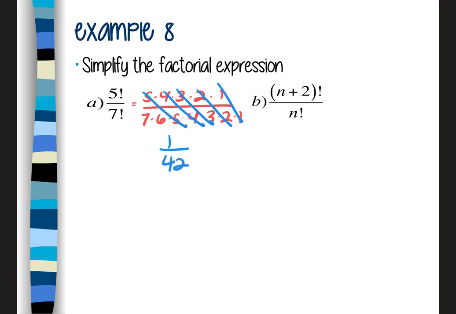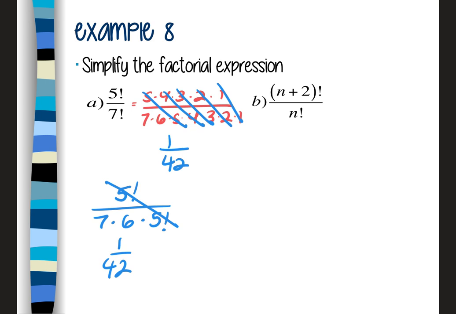So what's bigger, 5 or 7? 7. So I'm going to leave 5 alone. I'm going to take the 7, and I'm going to make it 7 times 6 times, and I'm going to stop at the 5 factorial. And then the 5 factorials cancel, and it's 1 over 42. So if you have a factorial in the top and the bottom, whichever one's bigger, you're going to break down until you get to the smaller one, and then you eliminate the smaller ones. Does that make sense?